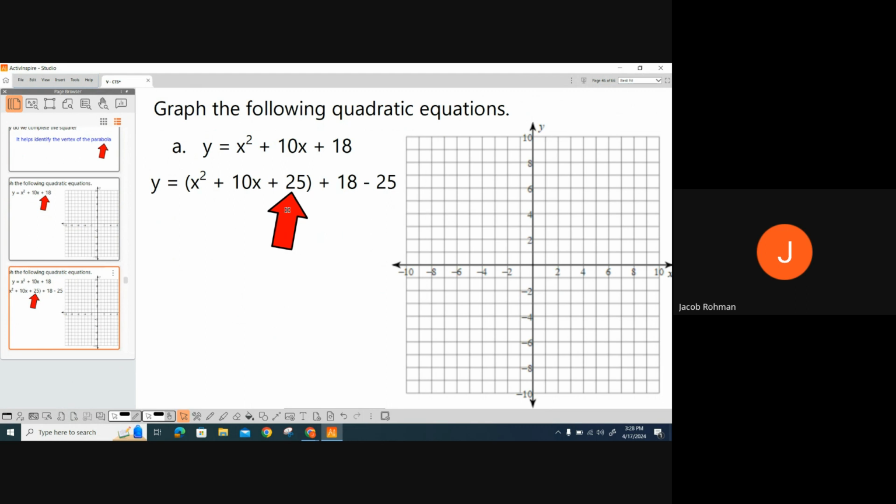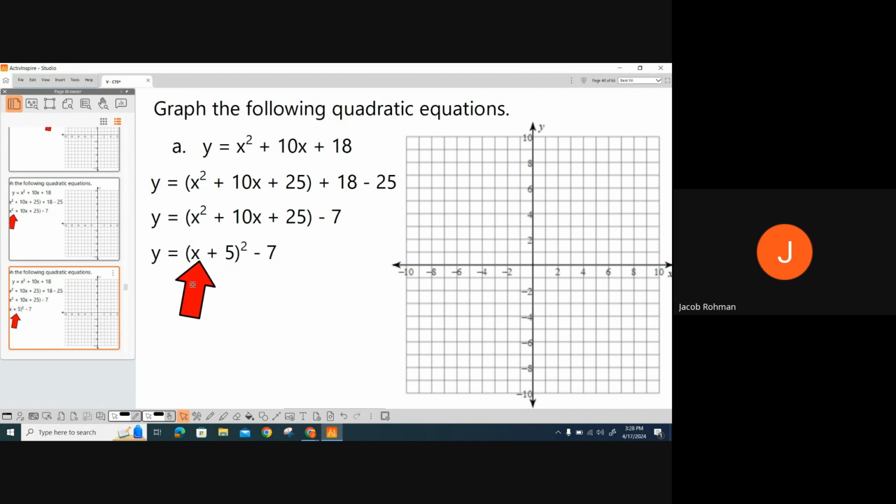So it doesn't really change the value of the expression. It just changes the format or the look of it. Now I can combine the like terms here to give me negative 7. And this trinomial that's left is a perfect square trinomial. So it will factor to x plus 5 quantity squared minus 7.